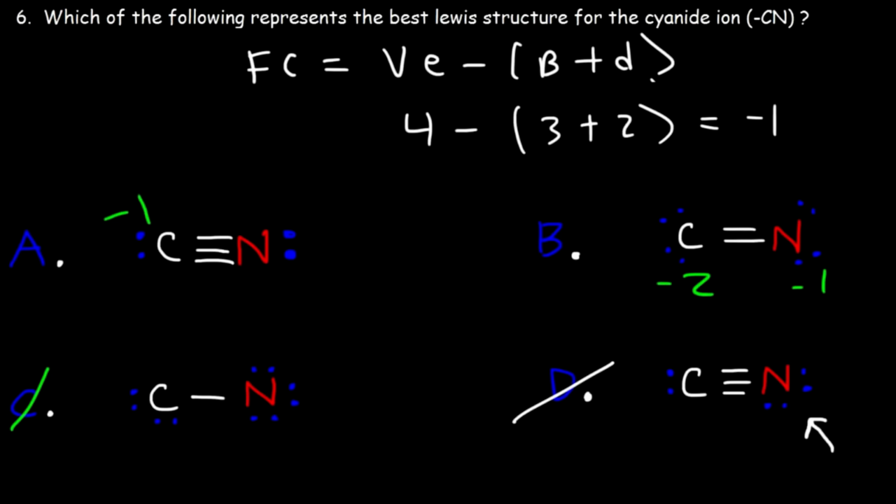Now what about nitrogen? Nitrogen has 5 valence electrons. It too has 3 bonds. It has a triple bond. And it has a lone pair, so 2 dots. 5 minus 5 is 0.